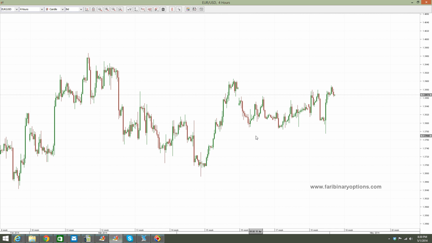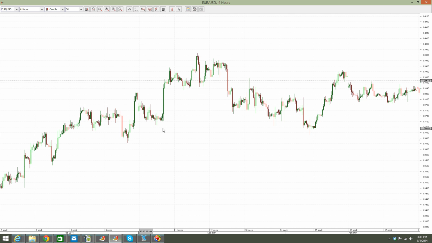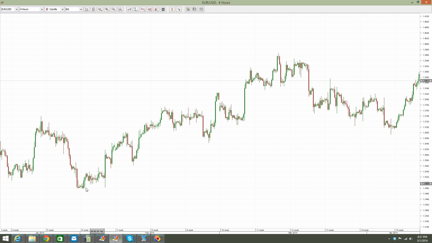Now I am saying that it is make or break for the pair in the sense that we have two scenarios but based on the same pattern. The pattern is being called the contracting triangle. Now the thing is how this contracting triangle is actually going to break. Is it going to act as a continuation pattern? Look at this previous trend.